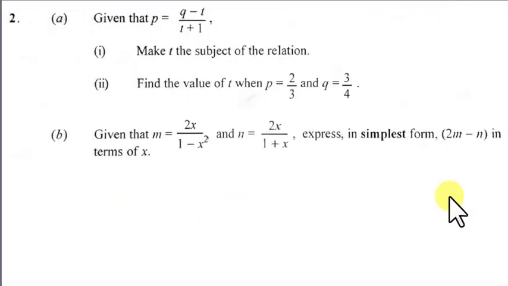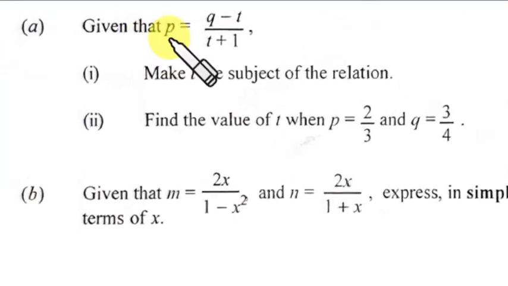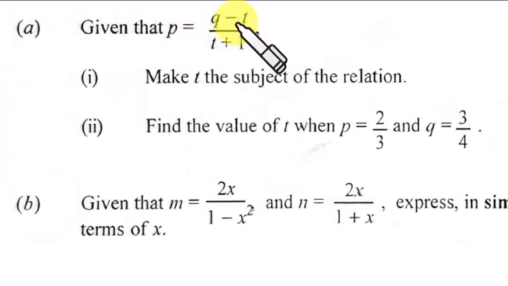In this tutorial, we're looking at the WASSCE 2021 Core Math essay paper. And today we're solving question number 2. It says that given that P equals (Q minus T) all divided by (T plus 1), part (i) says that we are to make T the subject of the relation. So that is what we're going to solve here.